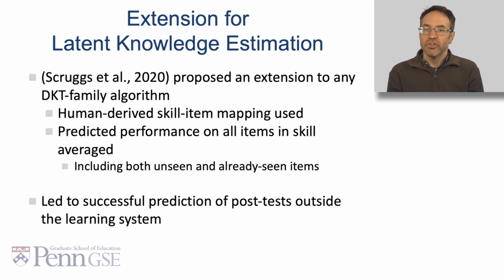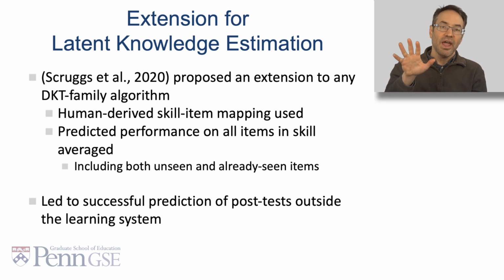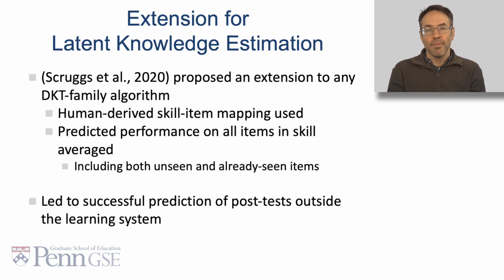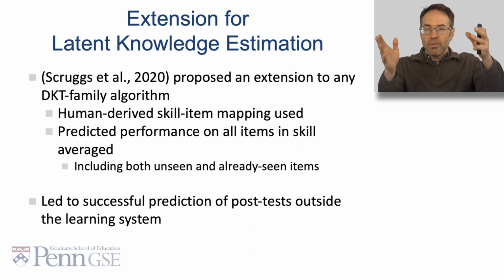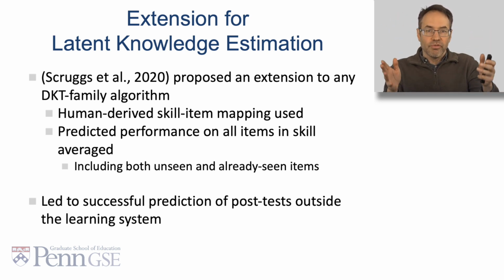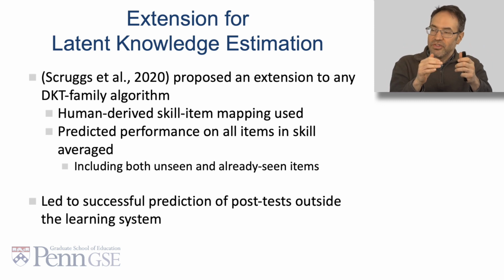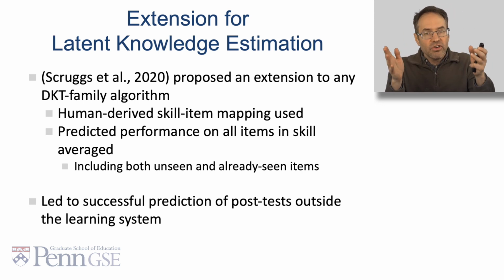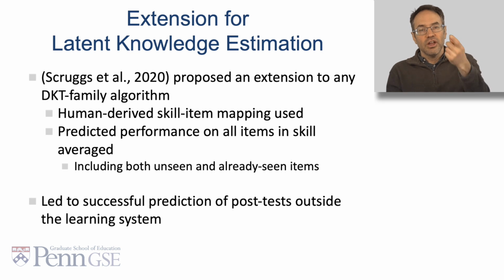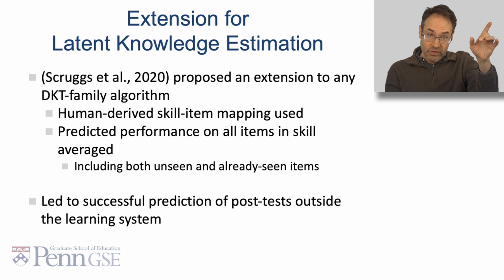Scruggs et al. proposed a different way of extending the DKT family. They proposed an extension that could be applied to any DKT family algorithm, where they used a human-derived skill item mapping, and they took all the items mapped to a skill and averaged their performance. So it's very crude. This extension just averaged performance on all items, including both unseen and already seen items, the predicted performance at the time.